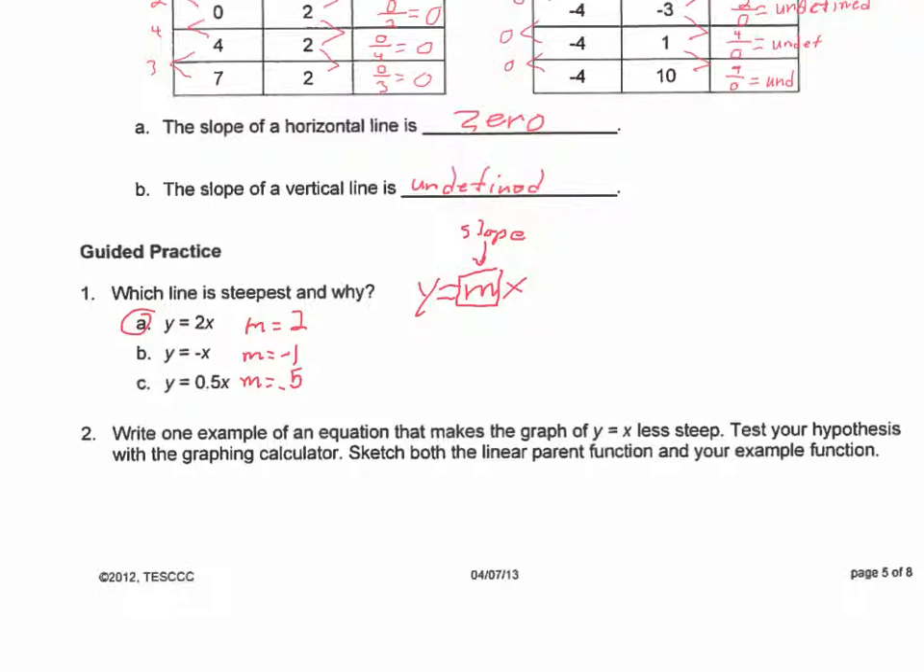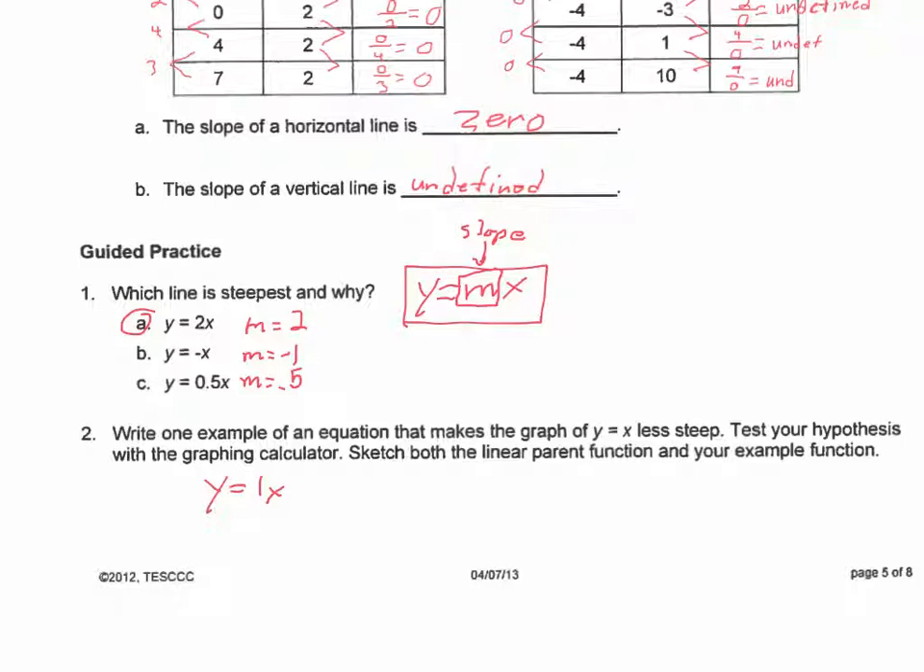All right, number 2 says write one example of an equation, okay, it needs to look like this, that makes the graph of y equals x less steep. Less steep, that means flatter, okay? So right now, y equals x, that's y equals 1x. If we want to be less steep, if we want to be flatter, okay, if we want to be more like Plainview and Lockney where we have flat ground, no hills, okay, if we want to be flatter, then we need to have a smaller number than 1, okay?